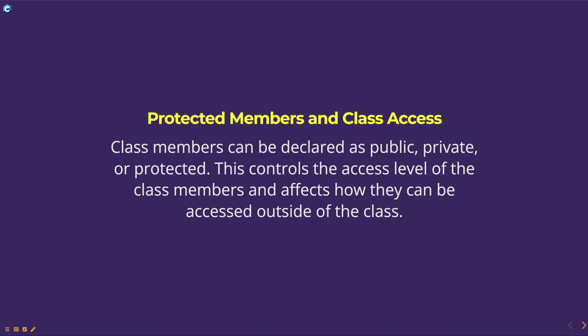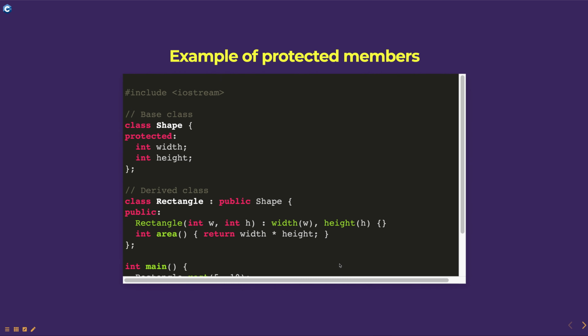Public members can be accessed from anywhere, both inside and outside of the class. Private members can only be accessed within the class and cannot be accessed from outside of the class.